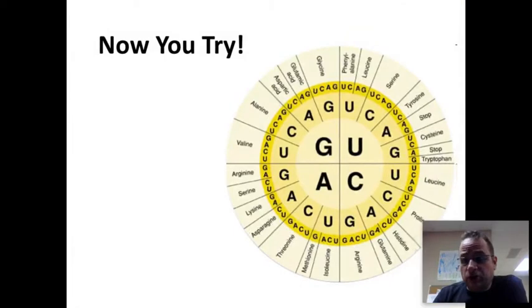So now it's going to be your turn to try it. Try figuring out what CAG is. I'm going to give you guys a minute. The answer is glutamine. So I would start off C, A, G, glutamine.